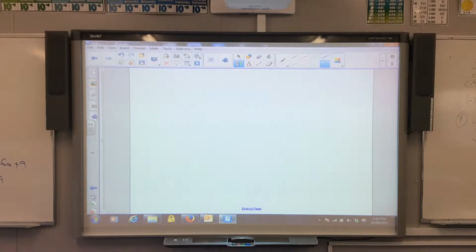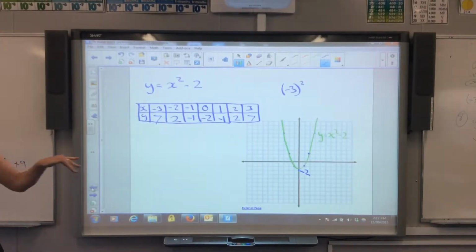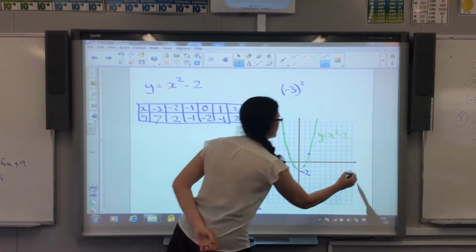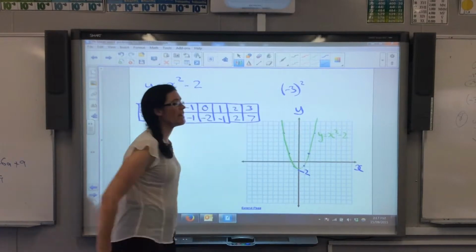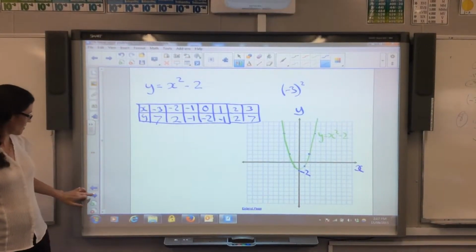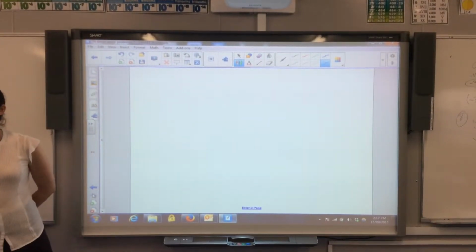What's wrong, Callum? Is x up and down and y across? No, x is across. Okay? X is across and y is up and down.